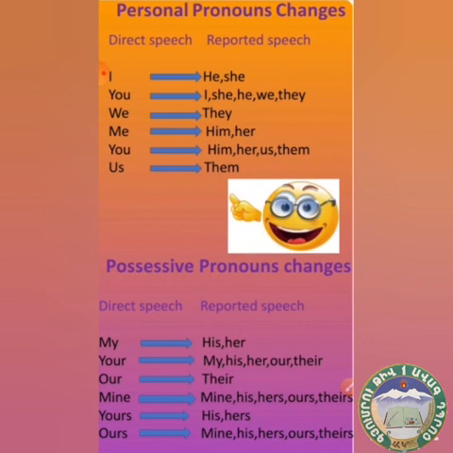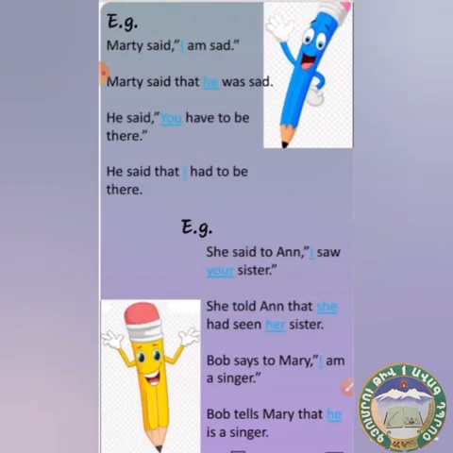Possessive pronouns change. My changes into his or her. Your changes into my, his, her, our or their. Our changes into their. Mine remains mine or changes into his, hers, ours or theirs. Yours changes into his or hers. Ours changes into mine, his, hers, ours, or theirs.